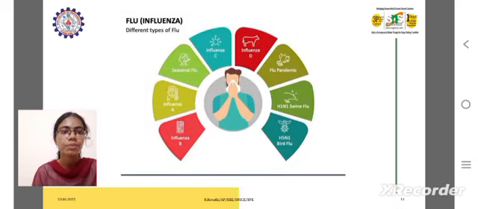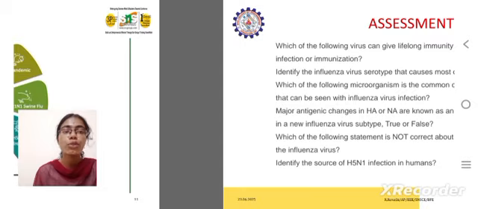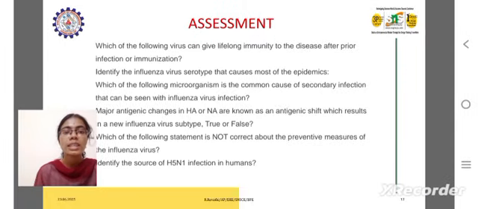So these are the different stages of influenza: A, B and seasonal flu, influenza C and D, flu pandemic, H1N1 swine flu, H5N1 bird flu. So these are all the assignment questions.